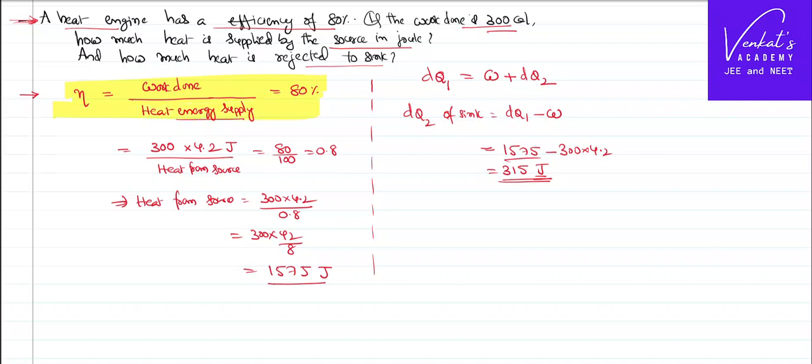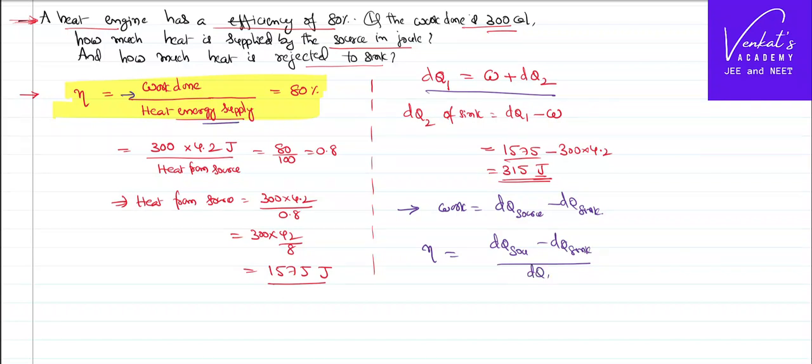Of course, this can be further converted into temperatures. How? I'll just write that equation for you. Work done from here can be written as dQ from the source minus dQ from the sink. Then I can write efficiency using this formula: dQ from the source minus dQ from the sink, divided by heat energy supplied, meaning dQ from the source. That can be further written as 1 minus heat energy of the sink by heat energy of the source.